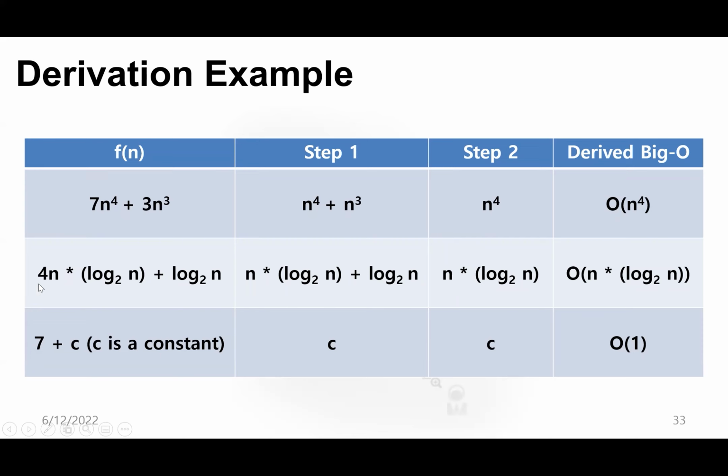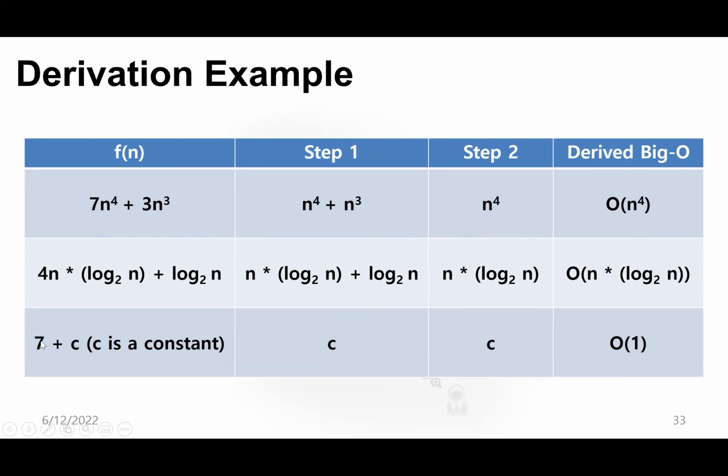Okay, if this is your algorithm, the Fn that you get, 4n multiplied by log 2n plus log 2n, you remove all the coefficients, so you remove the 4. So you're left with these 2 terms, and then keep the largest one. The largest one will be n log 2n instead of log 2n only. So your big O will be order of n multiplied by log 2n.